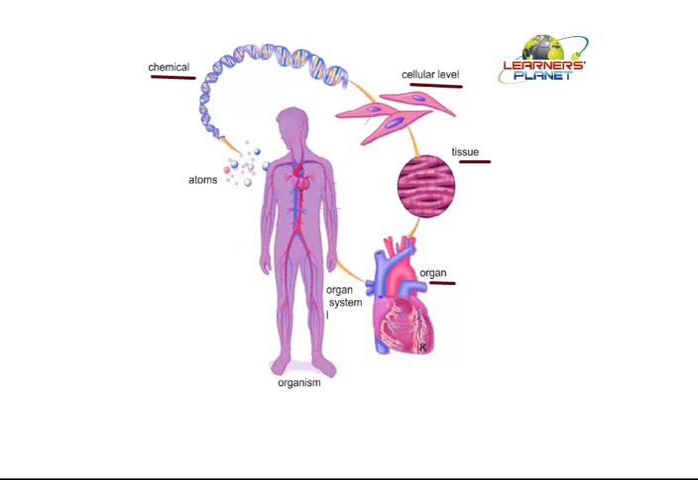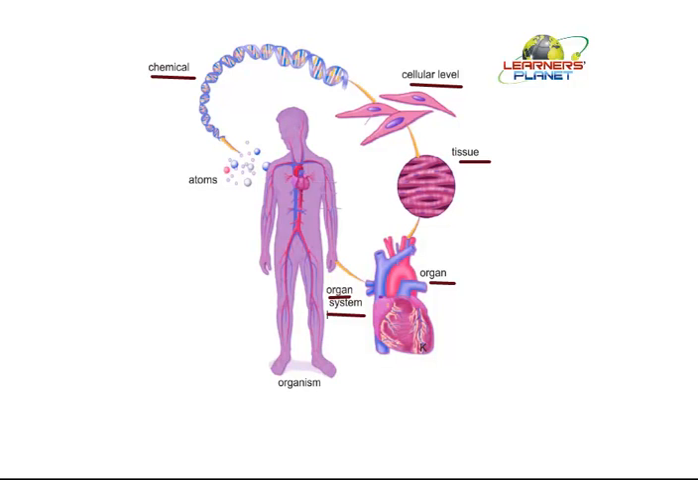Now this heart plus these different parts here, like the arteries, veins and capillaries, all perform the same type of function. That means they help in the circulation of blood in the body. So this entire unit, which comprises the heart, veins, arteries and capillaries, forms the organ system. Now this is one of the organ systems.